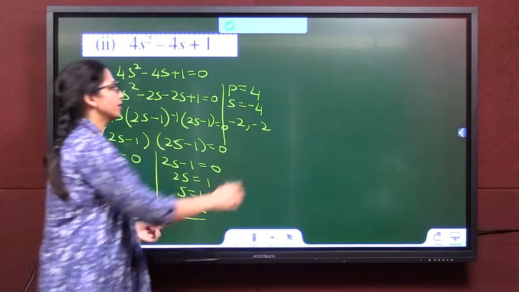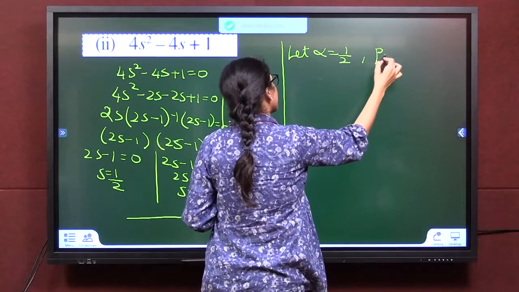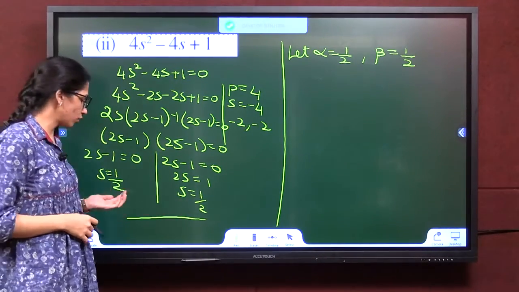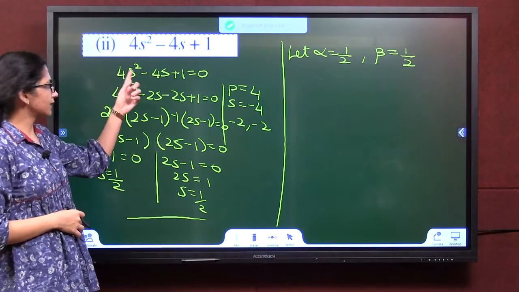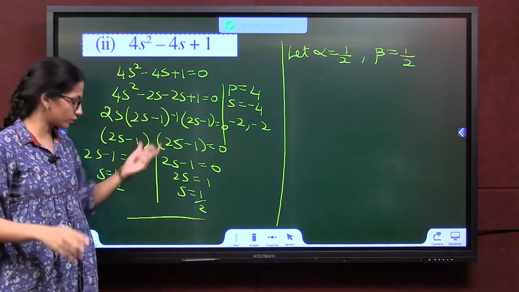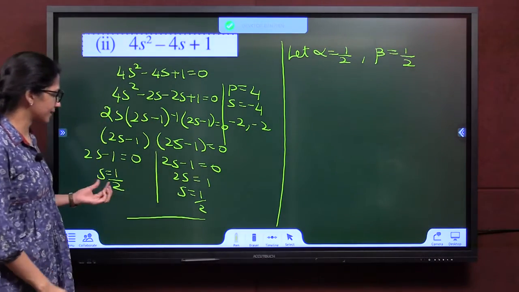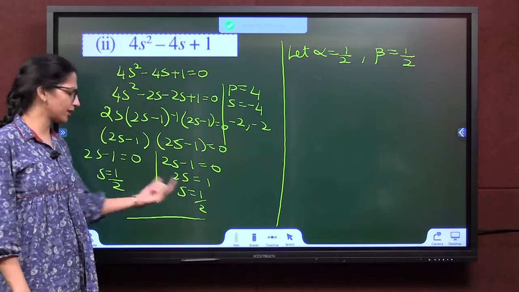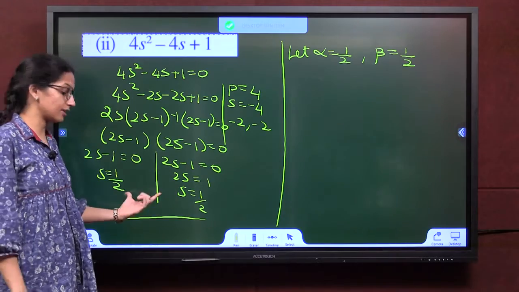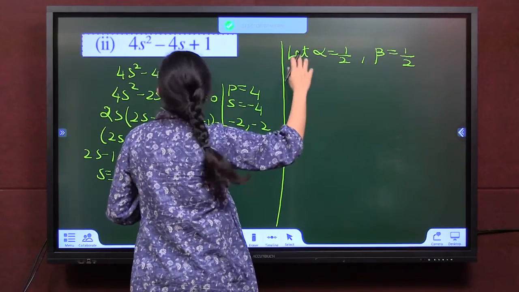So there are two zeros here. So let alpha be equal to 1 by 2, beta be equal to 1 by 2. So by this you can observe that the zeros can be equal to each other. This is a quadratic polynomial, degree is 2, so there should be two zeros. There are two zeros, 1 by 2 and 1 by 2. What exactly does it mean? When the value is same, why are we writing 1 by 2 two times? This you will understand in the quadratic equation chapter. Anyway, alpha plus beta, alpha is 1 by 2, beta is 1 by 2.